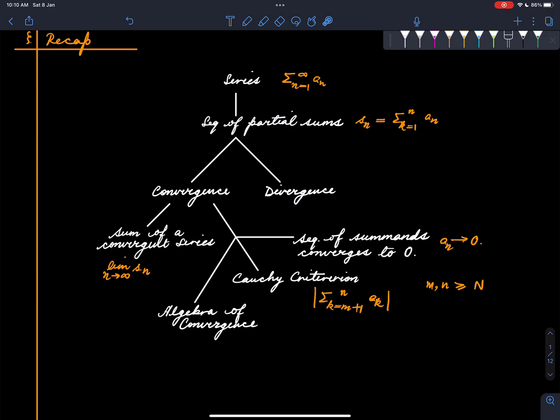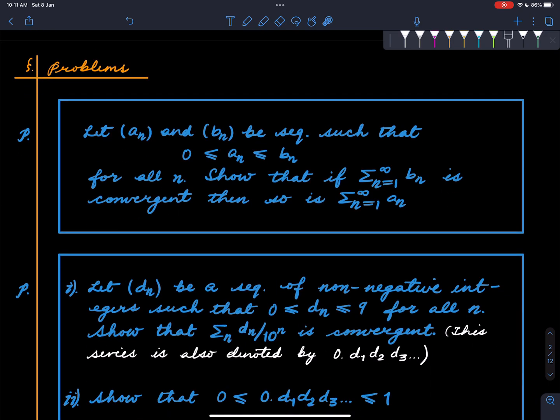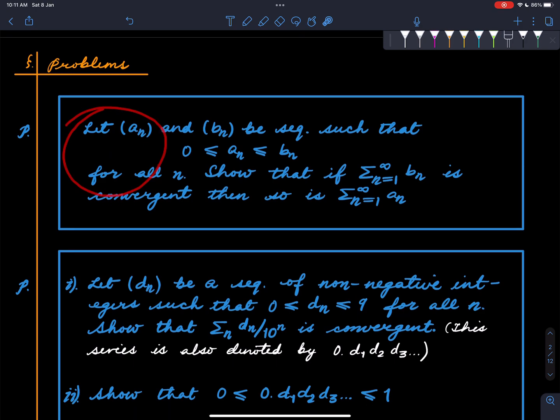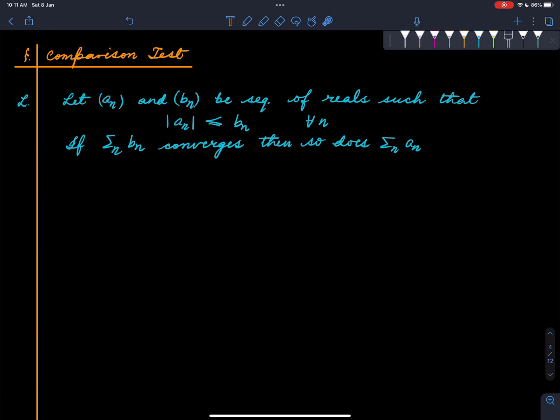And then finally we saw in the last lecture the algebra of convergence, where if you have, let's say, two convergent series, then their sum also converges, and scaling also converges, and so on. So that's what we've done so far, and now let's proceed to today's material. Here are the problems. This is the first problem, and this is the second problem. Okay, so now we start with today's material.